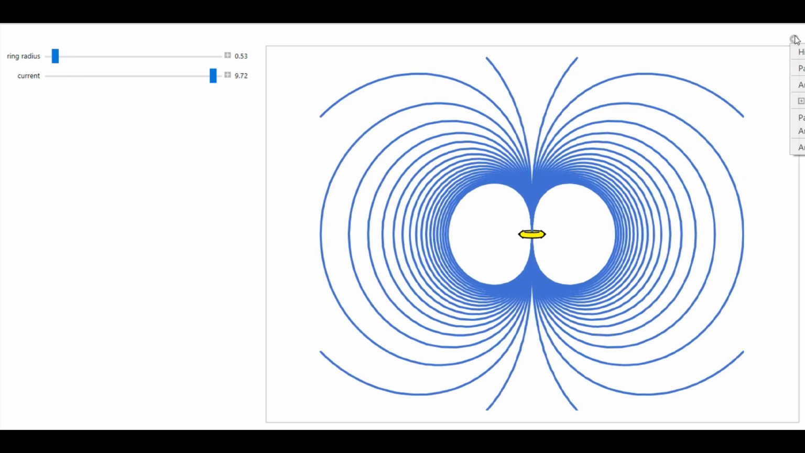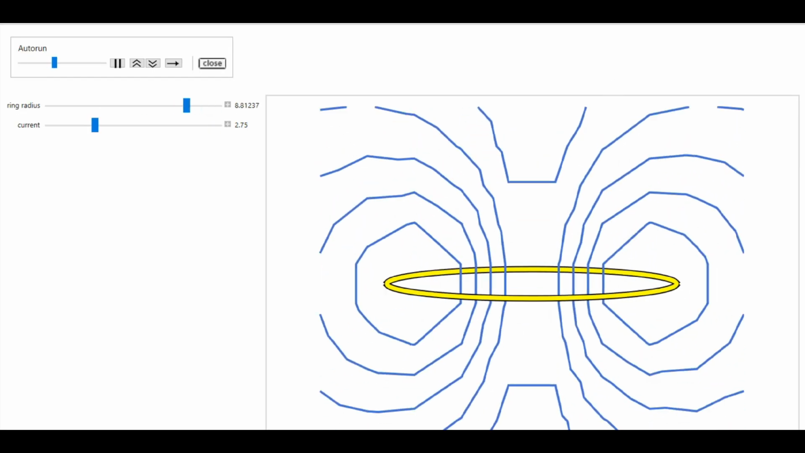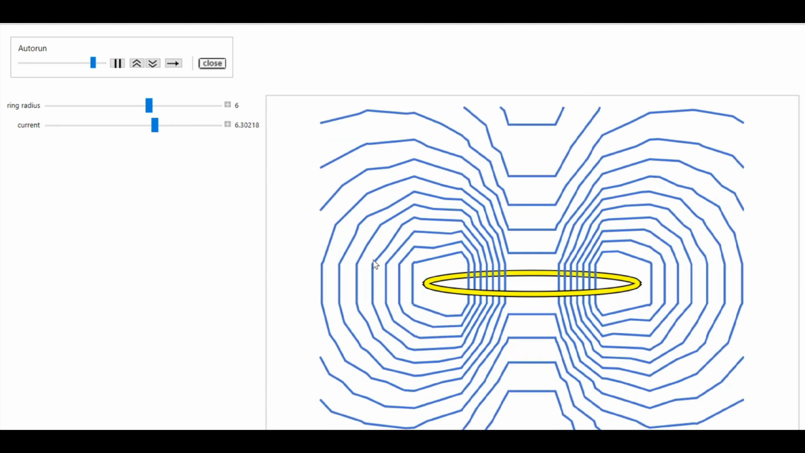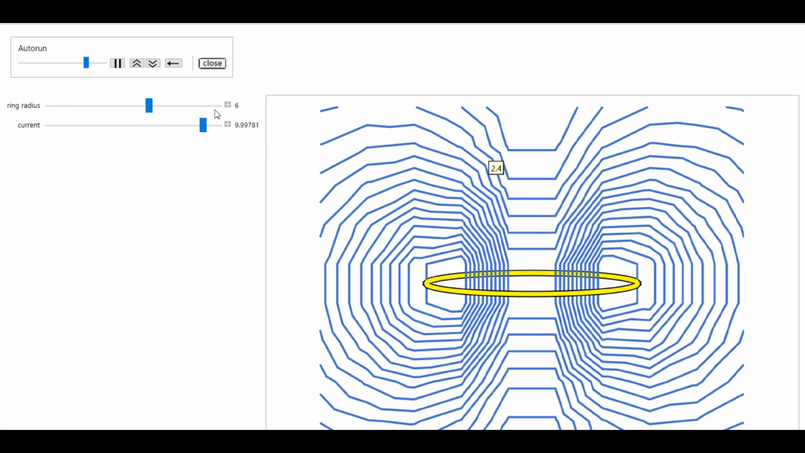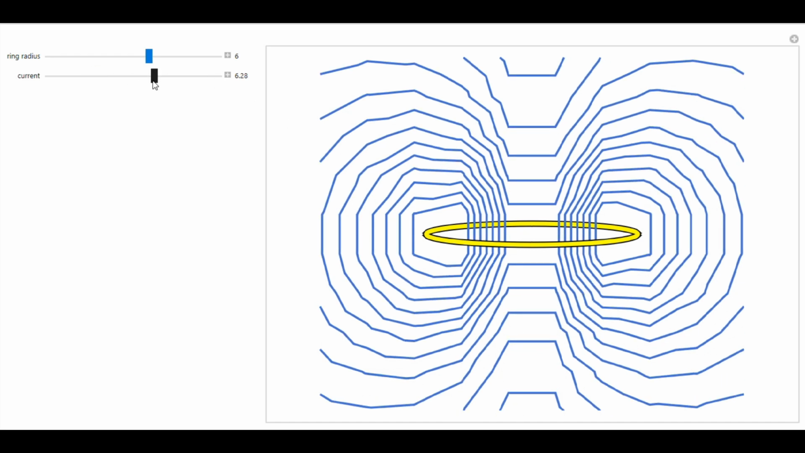Symmetry is a powerful tool in physics. It allows us to make predictions and solve problems without having to consider every detail. In the case of a current-carrying loop, the cylindrical symmetry of the magnetic field is a direct result of the circular shape of the loop and the uniform distribution of the current.